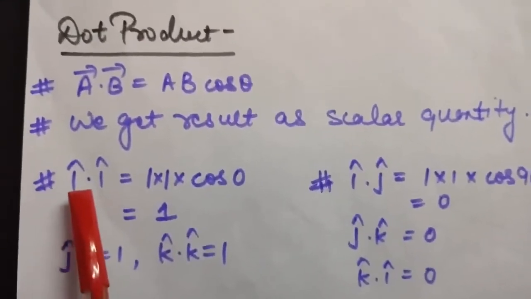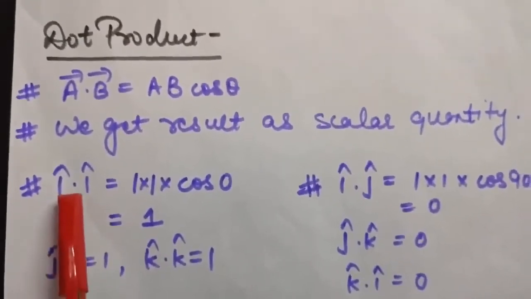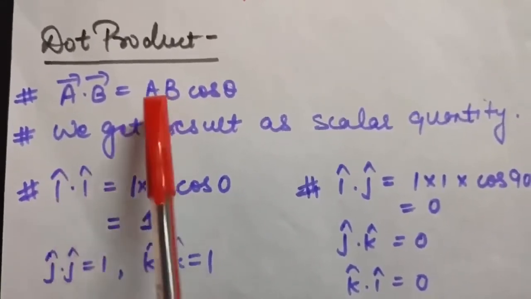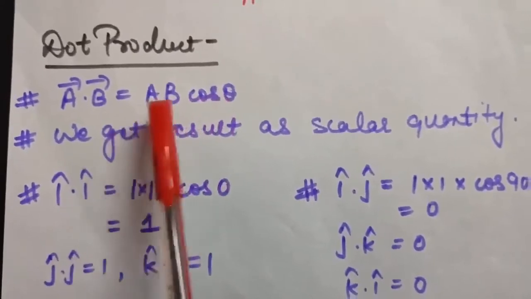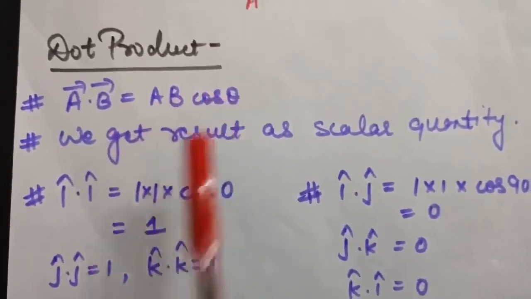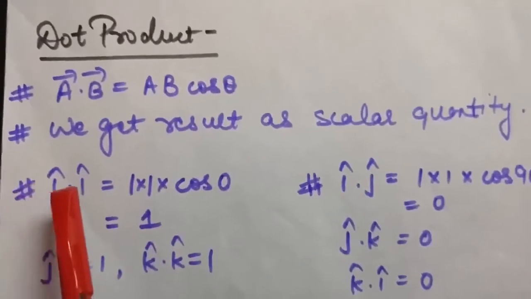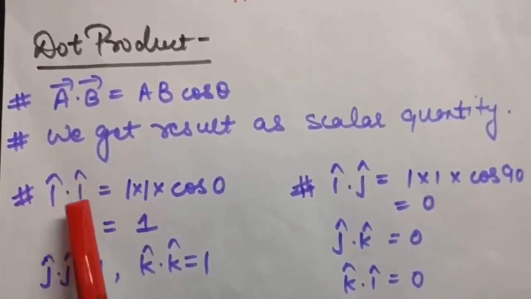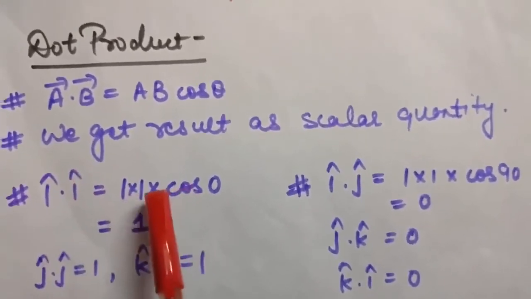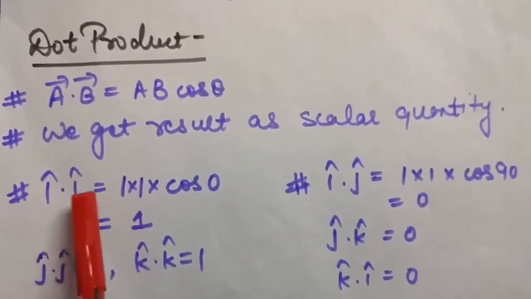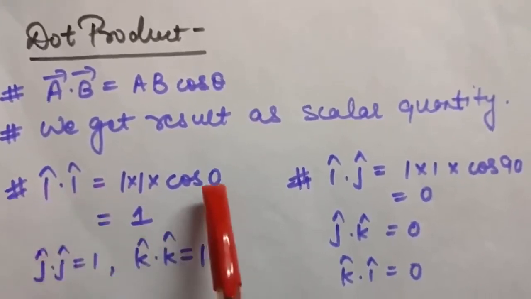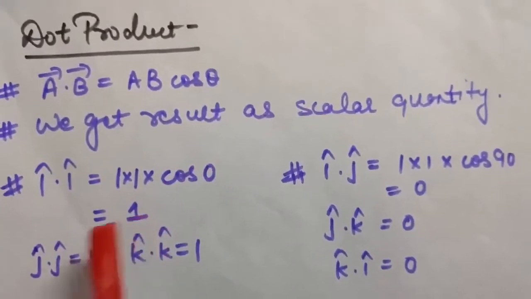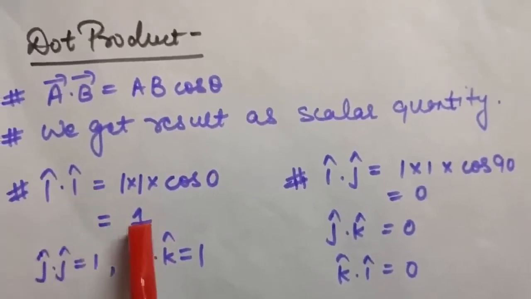If I calculate i dot i, you know i cap is a unit vector which is parallel to the x-axis. So i dot i, according to this formula, is the magnitude of i cap, magnitude of i cap, and the angle between them. As you know, the magnitude of a unit vector is 1. So this will be 1 into 1 into cos of the angle. Now i cap and i cap are parallel to each other, so the angle between them is 0. Now cos 0 is 1, so this will come to be 1. That means i dot i is always 1.